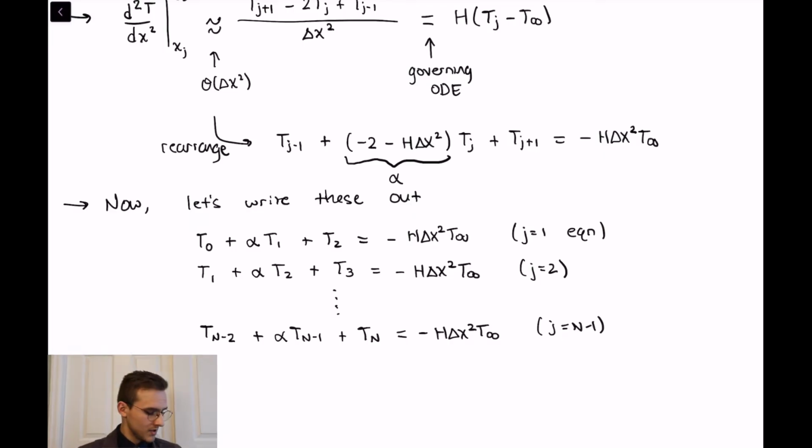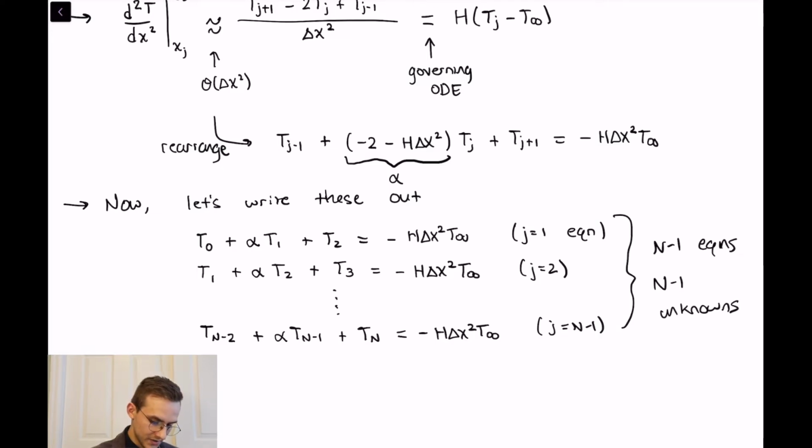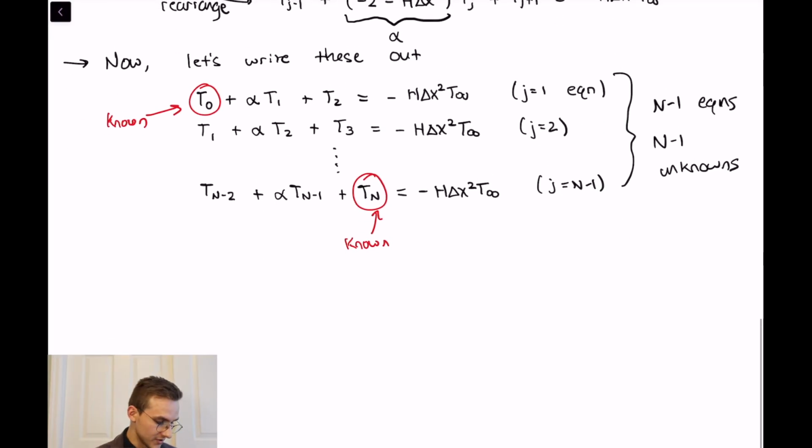Okay? So what you're left with, like I noted before, is n minus 1 equations for n minus 1 unknowns. And then we'll note here too that T_n is known, and same with T naught. These are both known due to the boundary conditions that we specified. Okay, so those are both known, and if we look at the structure of these equations, we can convert this to matrix form.